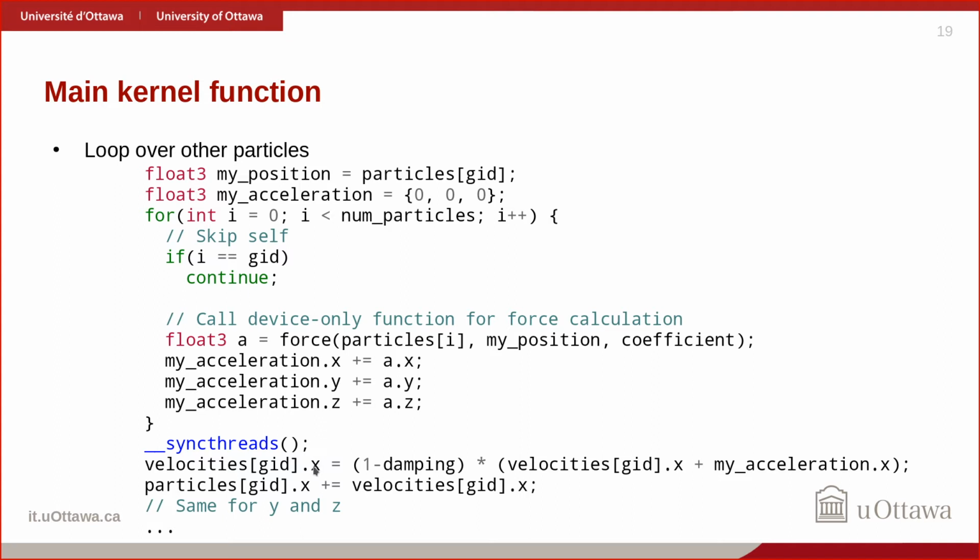So the position, I'm putting a damper coefficient and after my previous velocity, and I add acceleration to that as well. And then I update the velocities and the particles based on what my acceleration was. And I do the same for the y and the z coordinates. I'll go over this code in more detail.